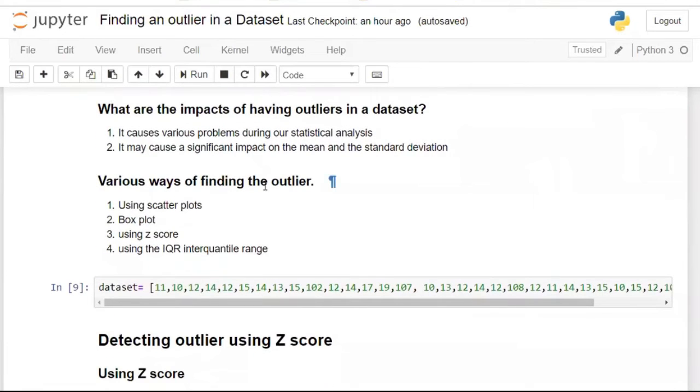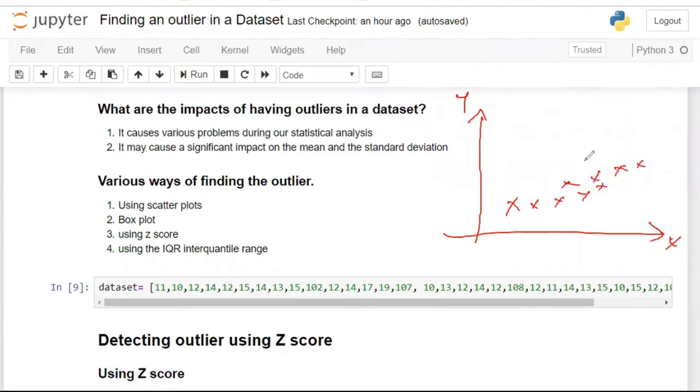Various ways of finding the outlier. One way is by using a scatter plot. The second way is a box plot. A scatter plot is just the distribution of X and Y. Suppose this is my X axis and Y axis, and I have some distribution somewhere here. But there will be some points that are plotted over here. So these are my outliers, and by using a scatter plot, I will be able to see them.